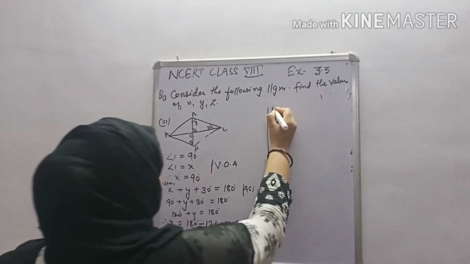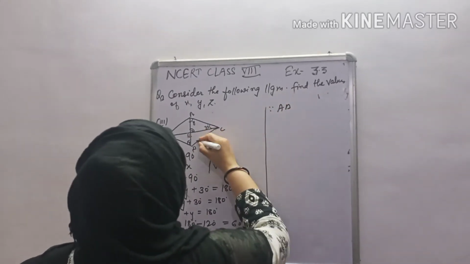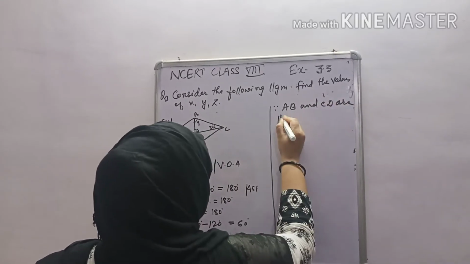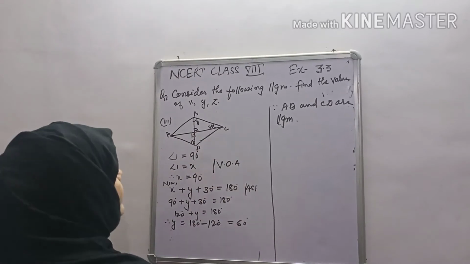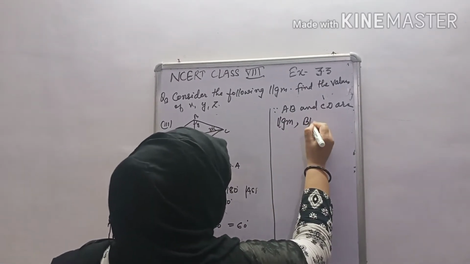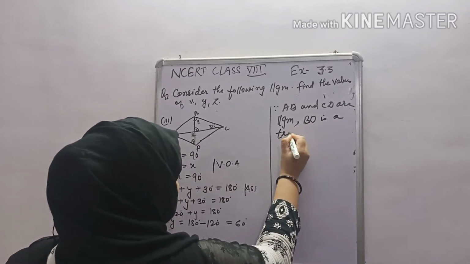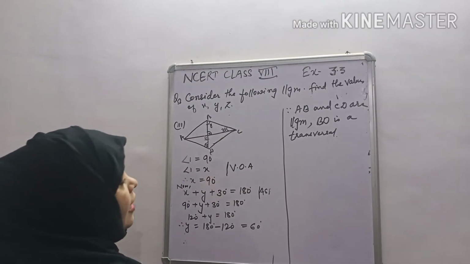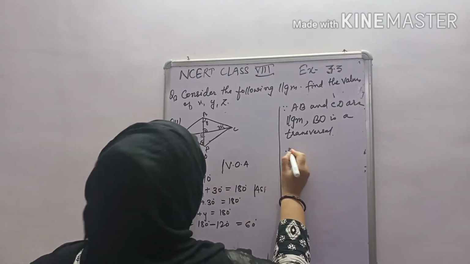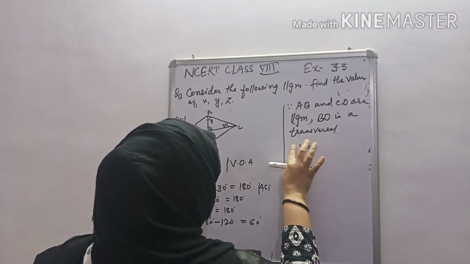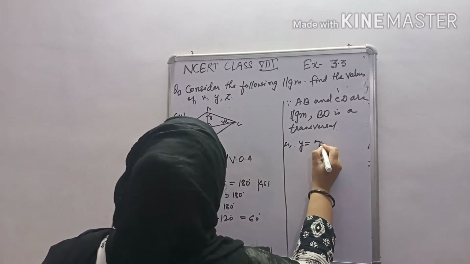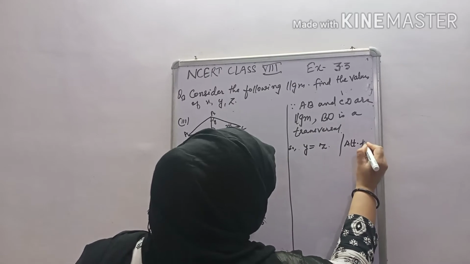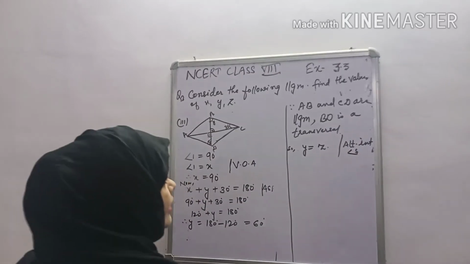Here, since AB and CD are parallel, and BD is a transversal, BD is a transversal. So what will happen? Y is equal to Z. You know why? Alternate interior angles. We write alternate interior angles. Alternate interior angles are equal.